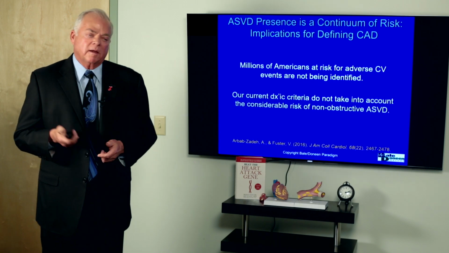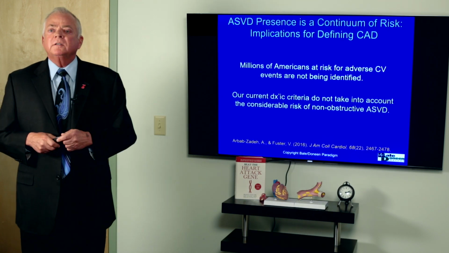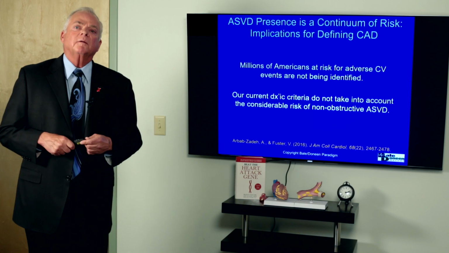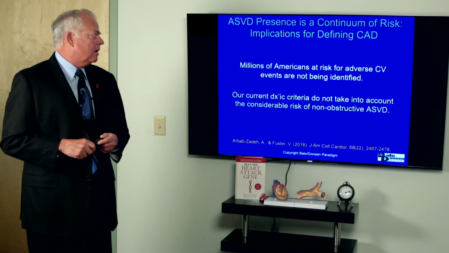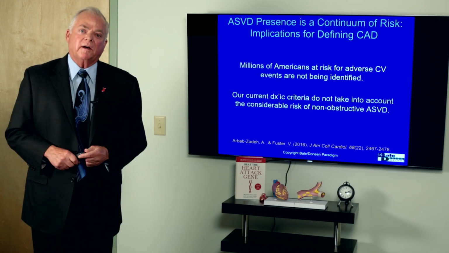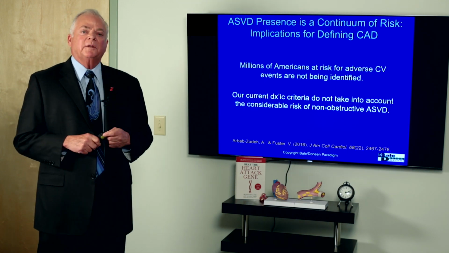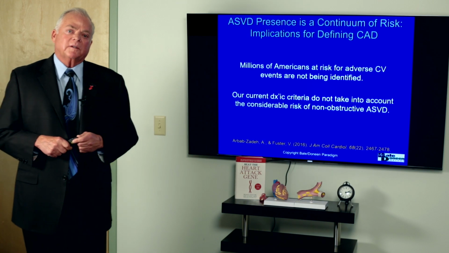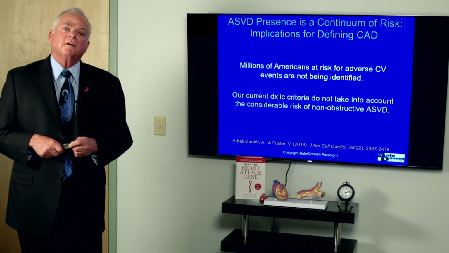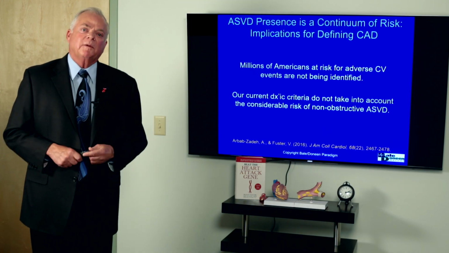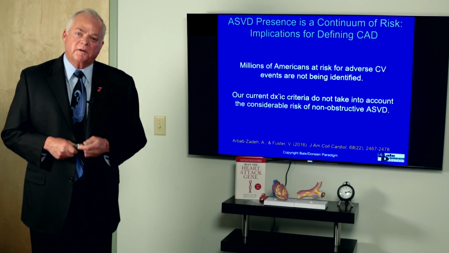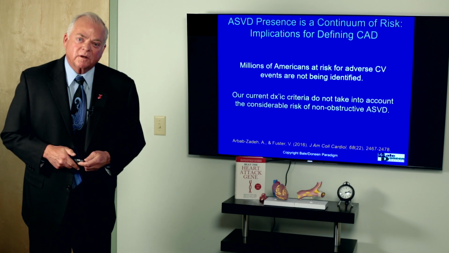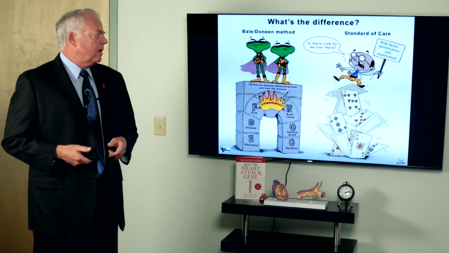And they pointed out millions of Americans are at risk basically for heart attacks and strokes, and they're not being identified. And the reason they're not being identified is because the standard is still waiting for that symptomatic obstructing disease, and the fact is most events occur from non-obstructing disease.